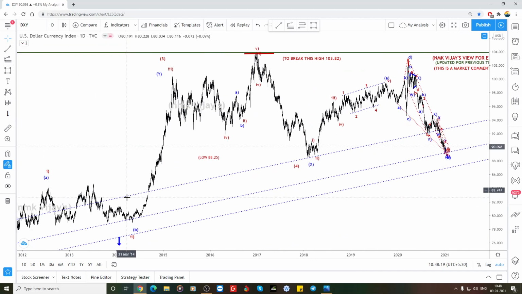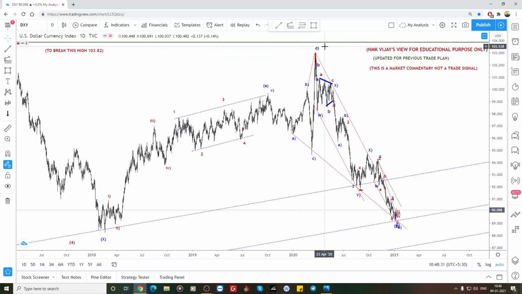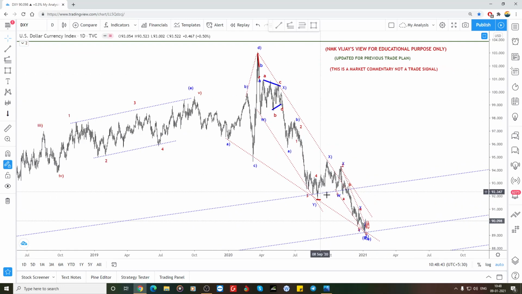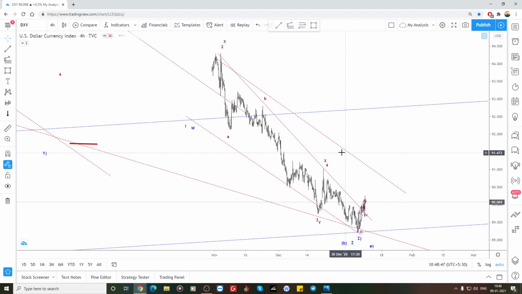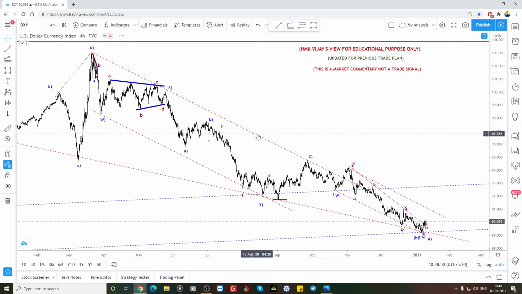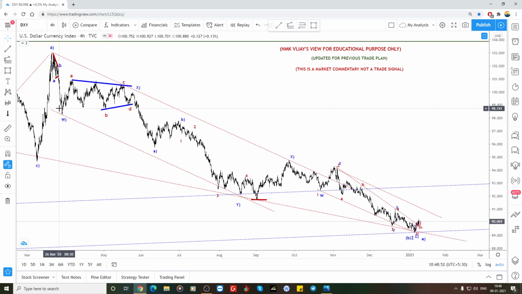I am explaining this. I took this as an expanded flat for the X wave, and we need to travel for that Z wave. In that, this is the A, and for B I took this as an expanded triangle. In that, A, B, C, D and E is a very big one because of this expanding triangle. And if we go through that on the 4 hours, this is A, B and C.